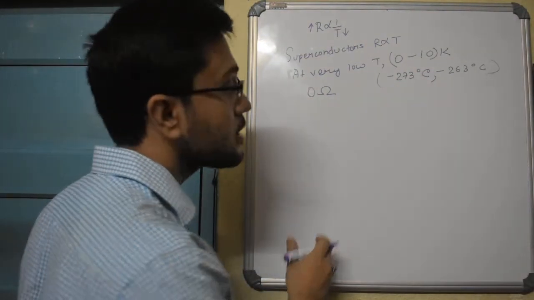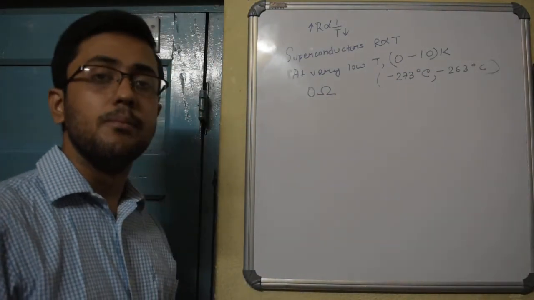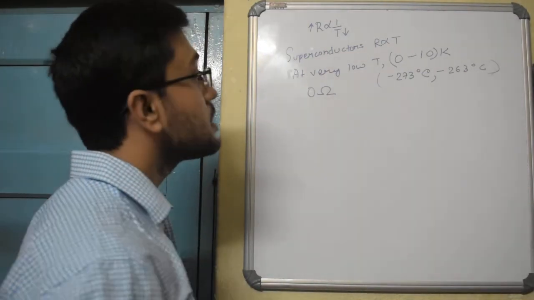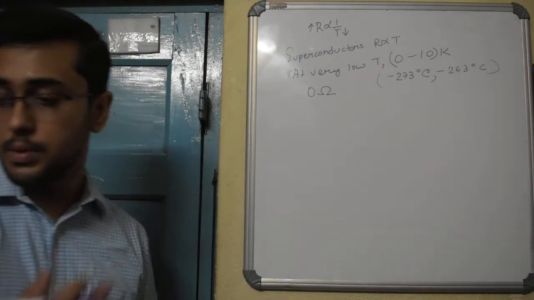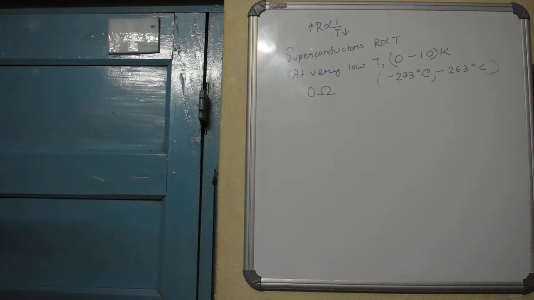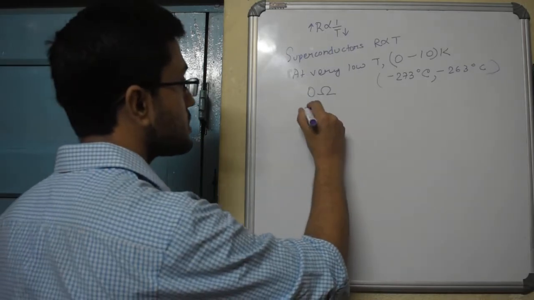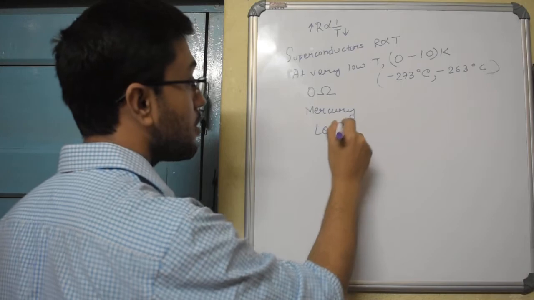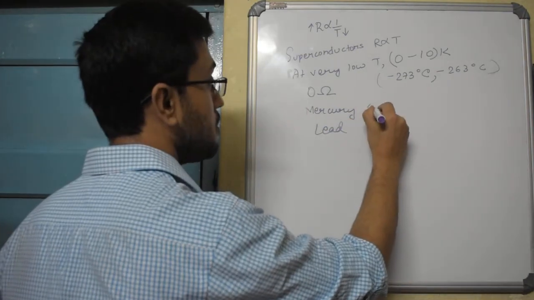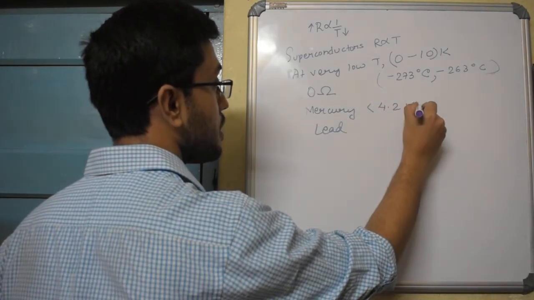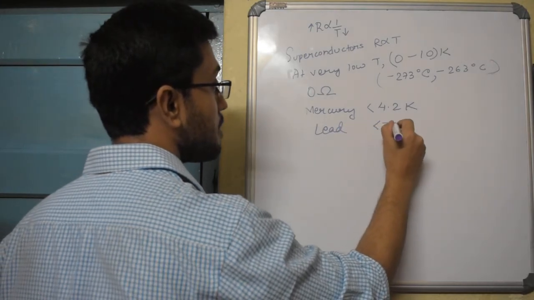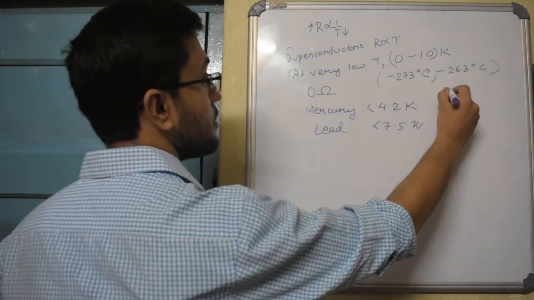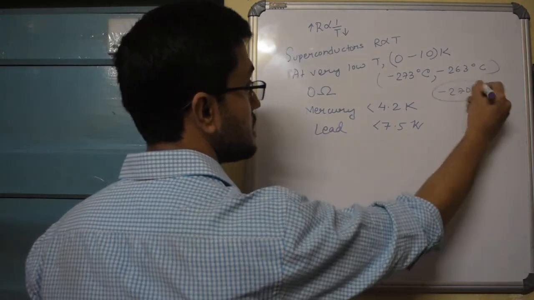So these superconductors have many beautiful practical applications and research is happening in this field. But what are certain superconductors? If you look into the examples in your book, one of the examples is given of mercury, the other is given of lead. Mercury and lead. But the important parts are the temperatures. Mercury at temperature less than 4.2 Kelvin, lead at temperature less than 7.5 Kelvin. So it's like in the negative 270 degrees Celsius region.